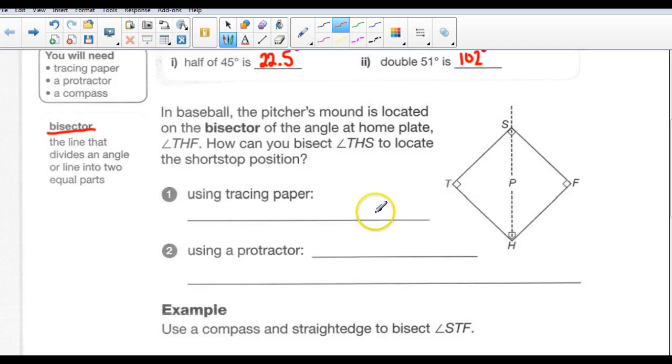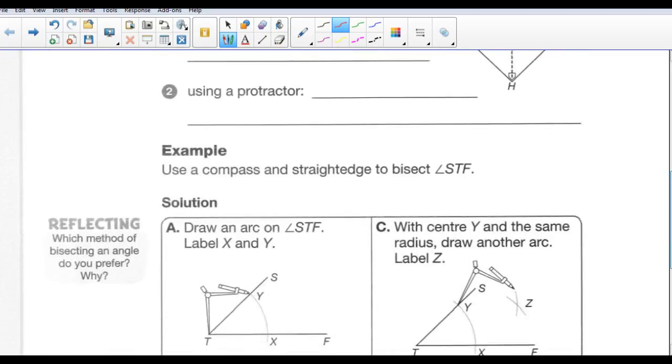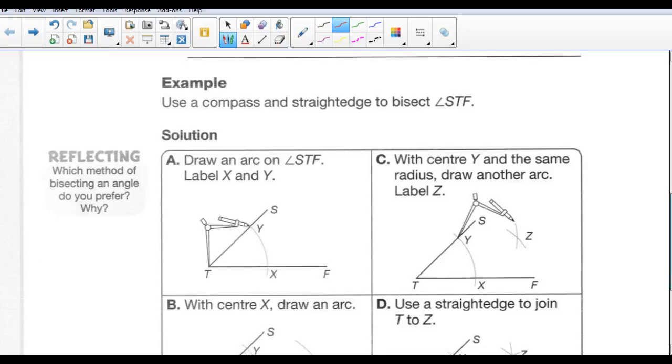It's hard for me to show it to you on here. Or you can use a protractor. Okay, so we can put the protractor on one of these lines right here, and we know the angle up to S on our protractor. We just find whatever reading that is, cut that in half, divide it by 2, and that'll give us this position over here. So protractor is probably the second best way to bisect an angle.